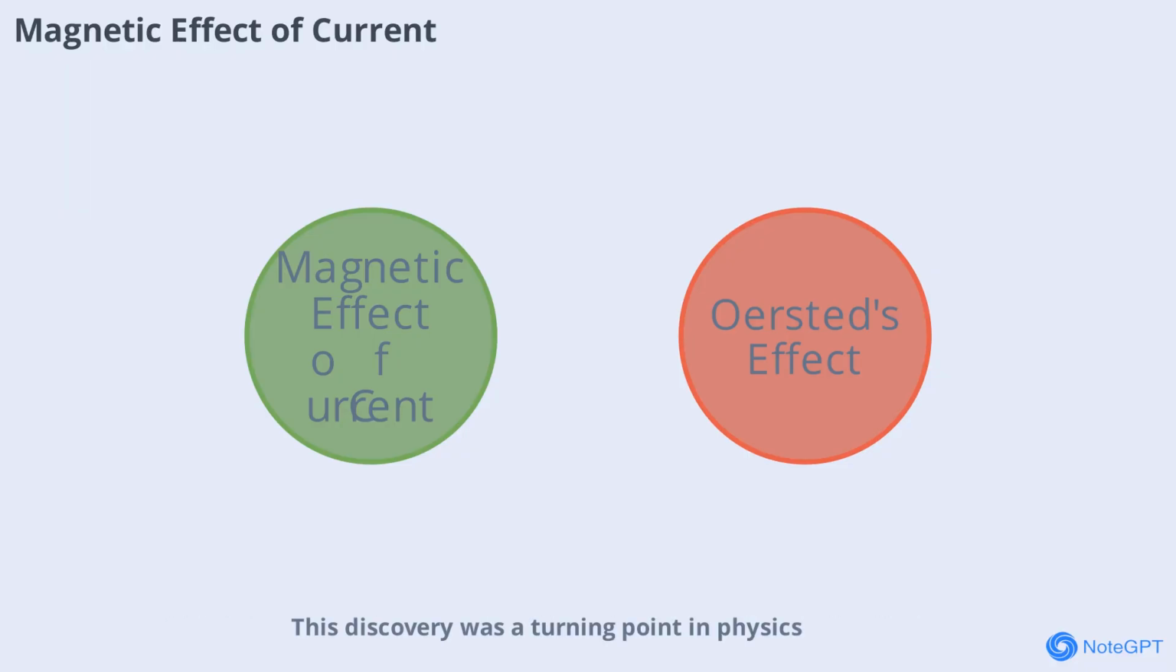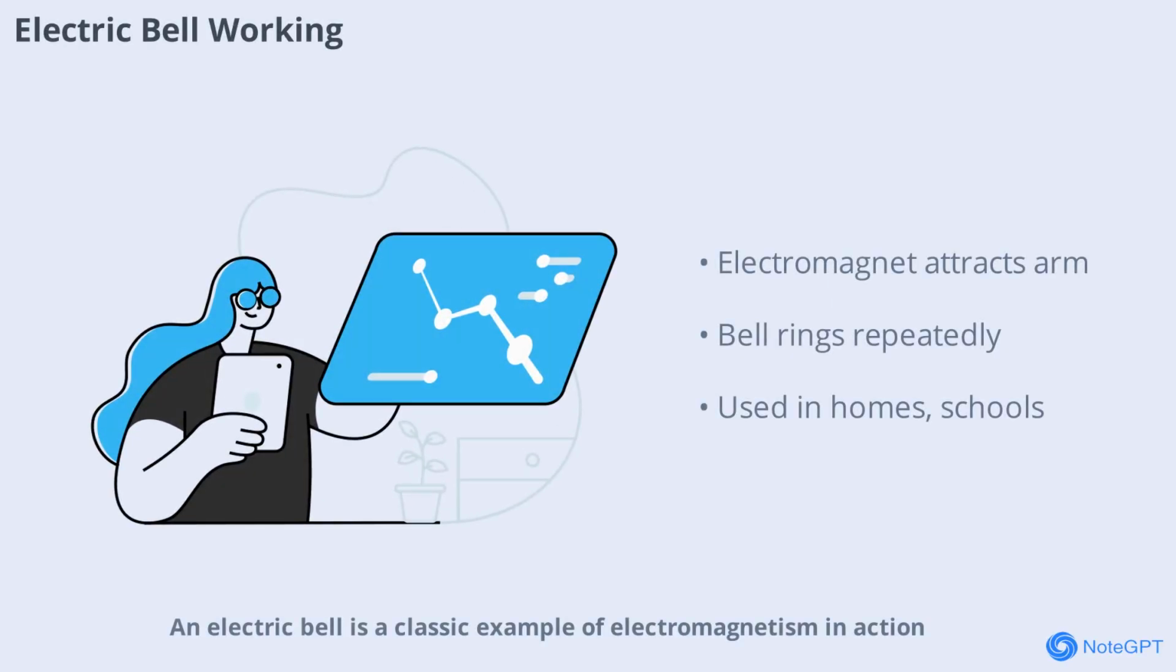This discovery was a turning point in physics, showing the deep connection between electricity and magnetism. The strength of the magnetic field depends on the current and the distance from the wire. This effect is the basis for electromagnets and many electrical devices. Electric bell is a classic example of electromagnetism in action.